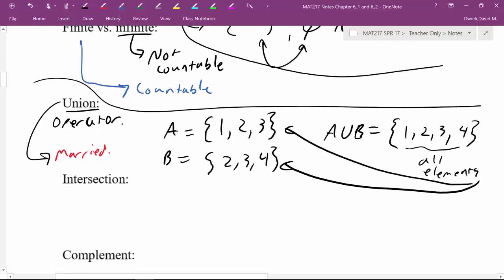Your stuff comes together. Intersection then is the divorce. No, I'm just kidding. That's not really what it is.